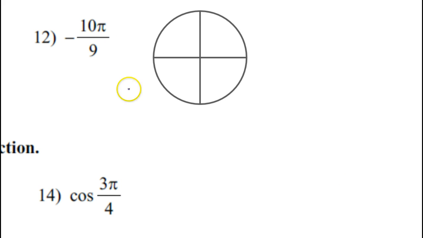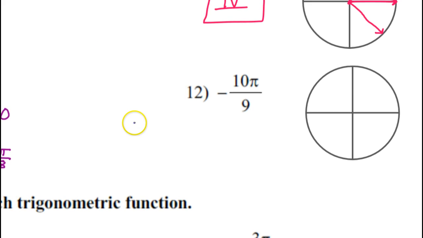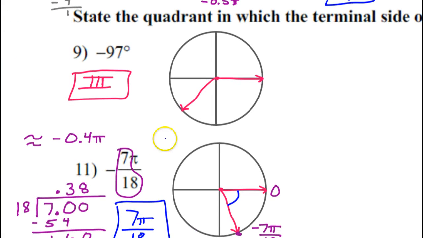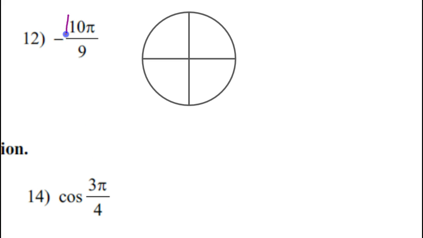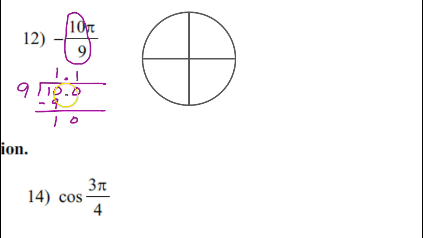I feel like we didn't we just do something just like this? 10 over 9. Oh, you know what? I guess that was in another video. All right, one more time. We really need to know what the decimal form of this is. And if we don't have a calculator, then we have to do long division. So it's a matter of how many times does 9 go into 10. So you do your long division, and you see that this is approximately negative 1.1 pi. So that's going to help us place this thing.